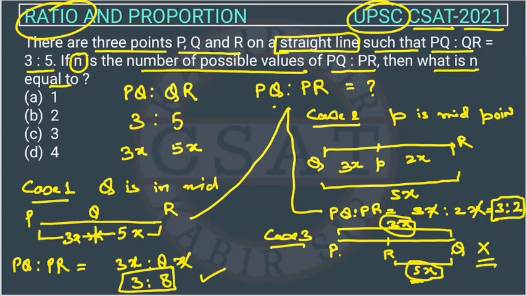So how many values of PQ to PR are possible? One is this value and one is this. So two values of the ratio PQ to PR are possible. So n is 2. So what is the answer? The answer will be option B. So this is our answer, right?